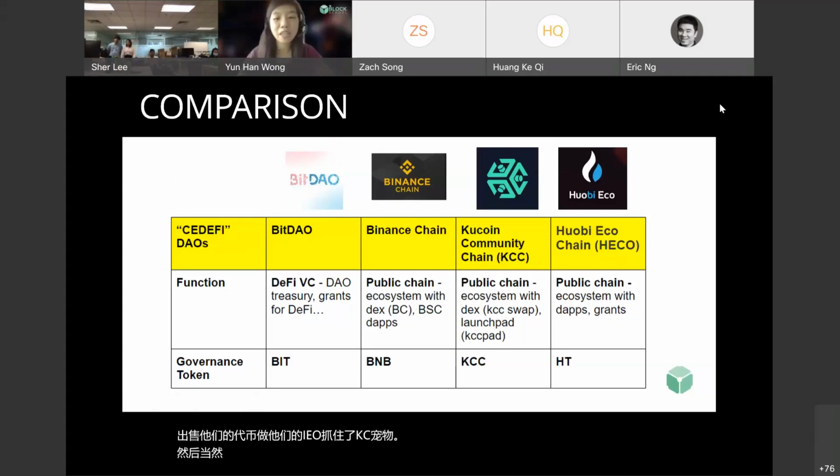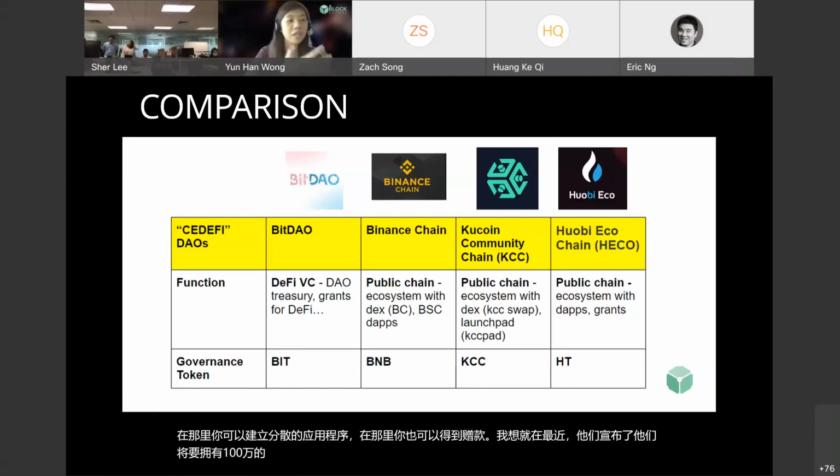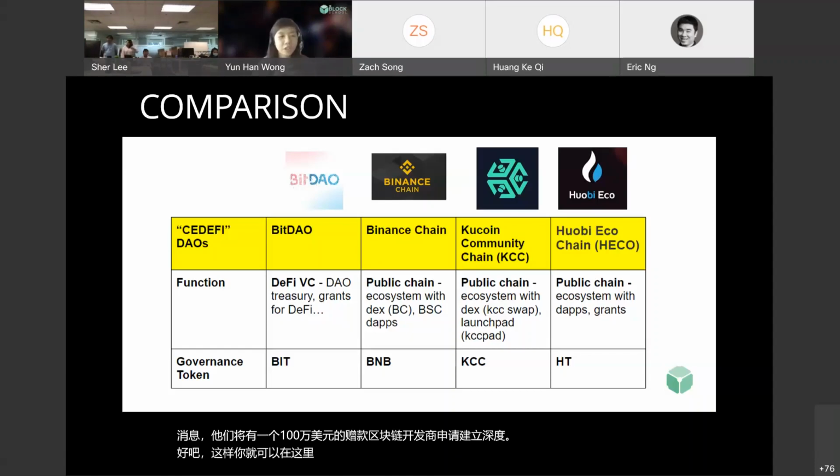It is also a public chain where you can build decentralized applications, where you can also get grants. I think just recently they announced some news. They are going to have a $1 million grant for blockchain developers to apply for to build dApps. All right, so you can see here from this quick exchange comparison of what they are doing.